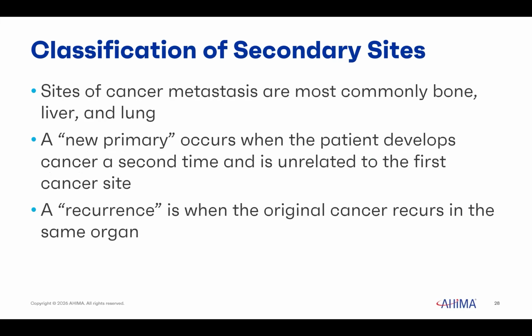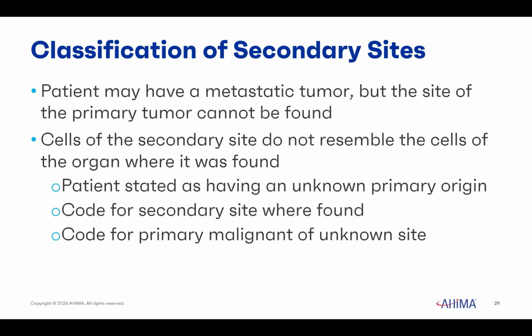A new primary occurs when a patient develops a cancer a second time and it is unrelated to the first cancer site. A recurrence is when the original cancer recurs in the same organ. A patient may have a metastatic tumor, but the site sometimes cannot be found. And if this is the case, we use the specific codes and guidelines for that.